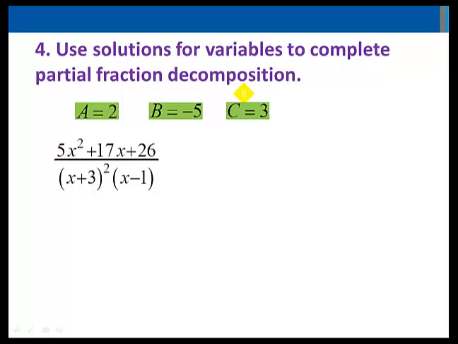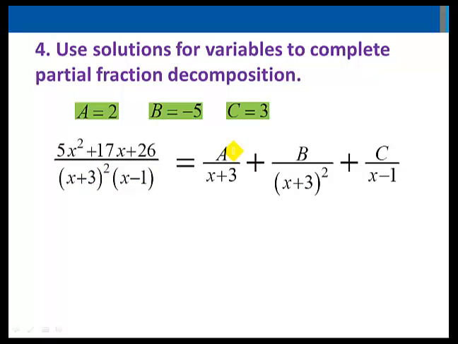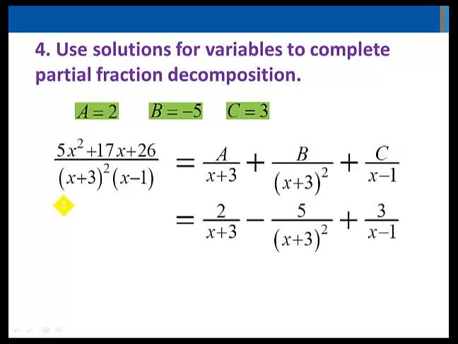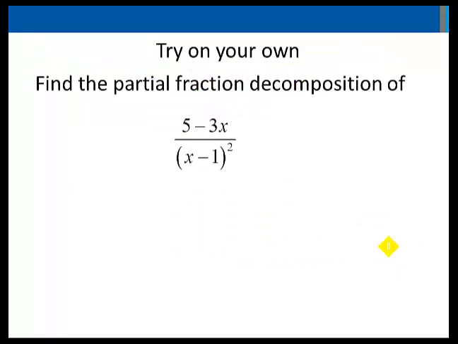Remember, originally we set up 5x squared plus 17x plus 26 over x plus 3 squared times x minus 1 to be equal to a over x plus 3 plus b over x plus 3 squared plus c over x minus 1. So I have decomposed my rational expression into 2 over x plus 3, negative 5 over x plus 3 squared and 3 over x minus 1. So my result is 2 over x plus 3 minus 5 over x plus 3 squared plus 3 over x minus 1.